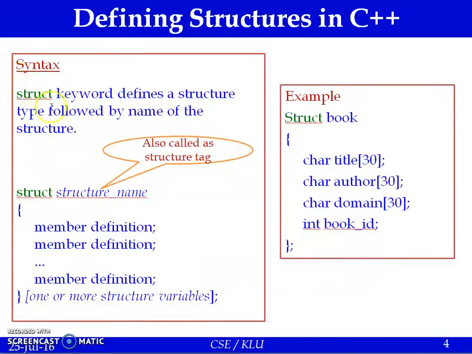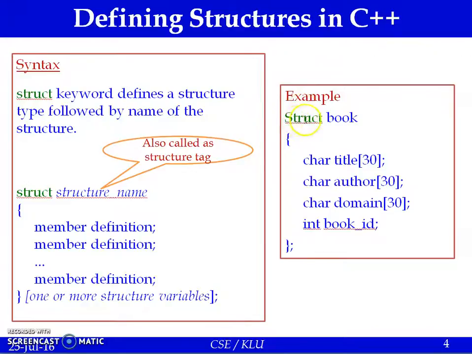The general format for declaring a structure is given here. The keyword for structure declaration is struct, followed by the name of the structure. So struct, this is the struct tag name. Within curly braces, we list out all the members. Here the member declaration is nothing but variable declaration. And after closing curly braces, if you want, you can list out one or more structure variables. These structure variables are used for accessing the members of a structure.